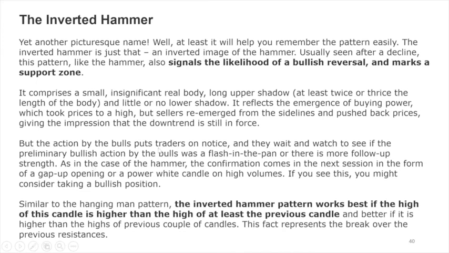But the action by the bulls puts the traders on notice. Wait and watch to see if the primary bull action was a flash in the pan, or if there is more follow-up strength. As with the hammer, the confirmation comes in the next session in the form of a gap opening and a powerful bull candle. If you see this, you might consider taking a bull position. The next candle, you see a bullish candle, a confirmation candle, a gap opening and all that. That's the indication that the price is going bullish.